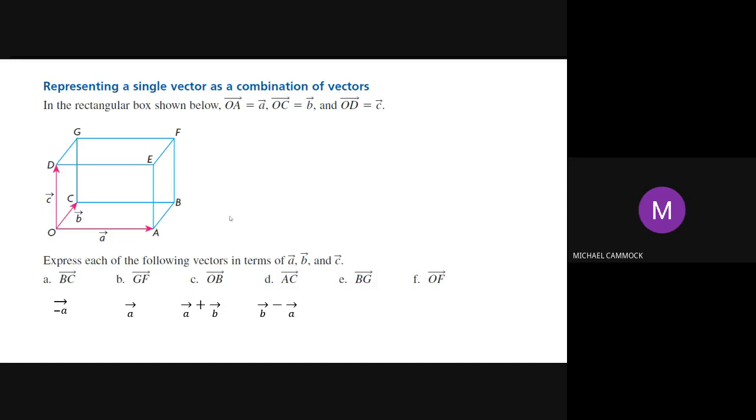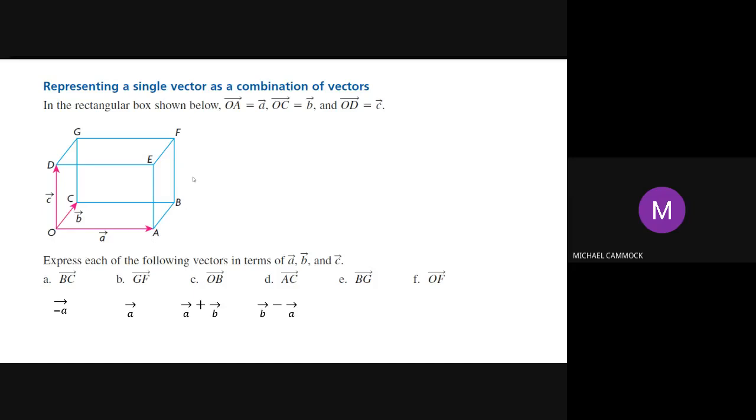How about BG? I need to go from B up to G. How can I make that happen? Is this C minus A? Okay, so let's see what you're saying. Now, if I need to get from B to G, you're saying I'm going to go C, which is going from B, which would be going this way. Sorry, C would be going forward this way.